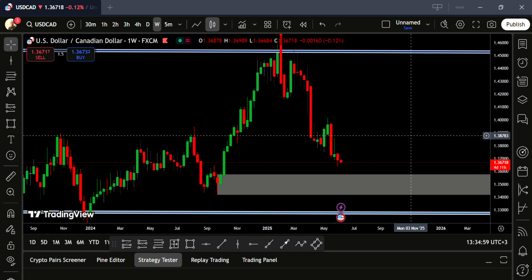So what you're just seeing on the screen is USD CAD, and I'm just trying on different pairs to show you that this strategy works across all pairs.